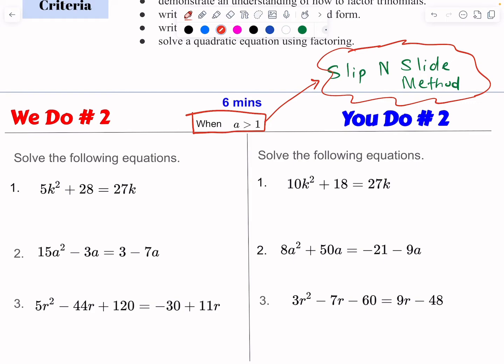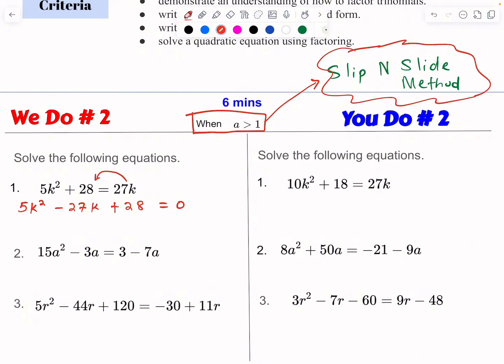So what's the first thing I have to do? I have to make sure that all the terms are on the left, and then the remaining term that I want on the right should be 0. Which means I need to move this to this side. So I need to subtract 27 on both sides. If I subtract 27 on both sides, I'm going to have 5k squared minus 27k plus 28 is equal to 0.